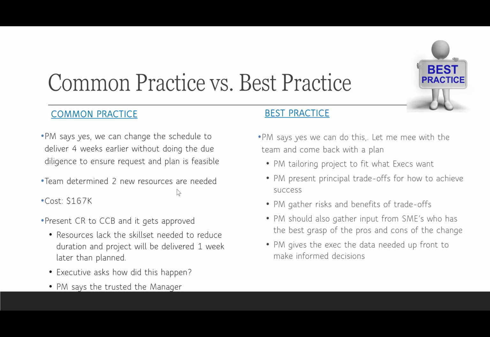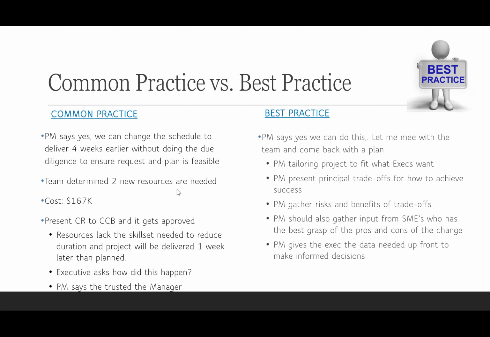Before he makes any commitment, he says, let me go back to my team to make sure that this is feasible and so that we can pull together a plan. So it takes him a couple of days to go and meet with his team. And then when he meets with his team, the PM should do certain things. He wants to make sure that he's tailoring the project to fit what the executives want.